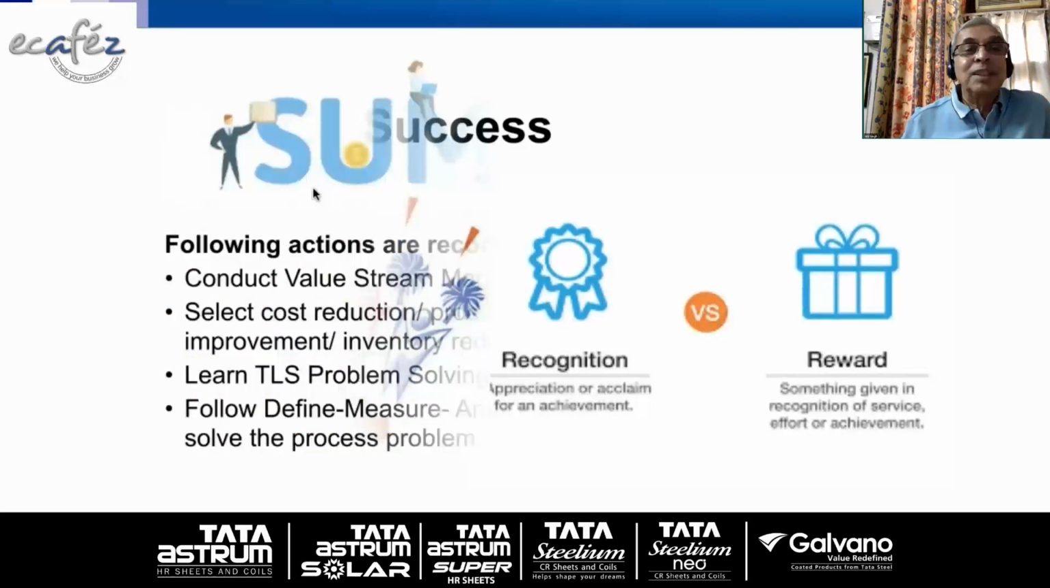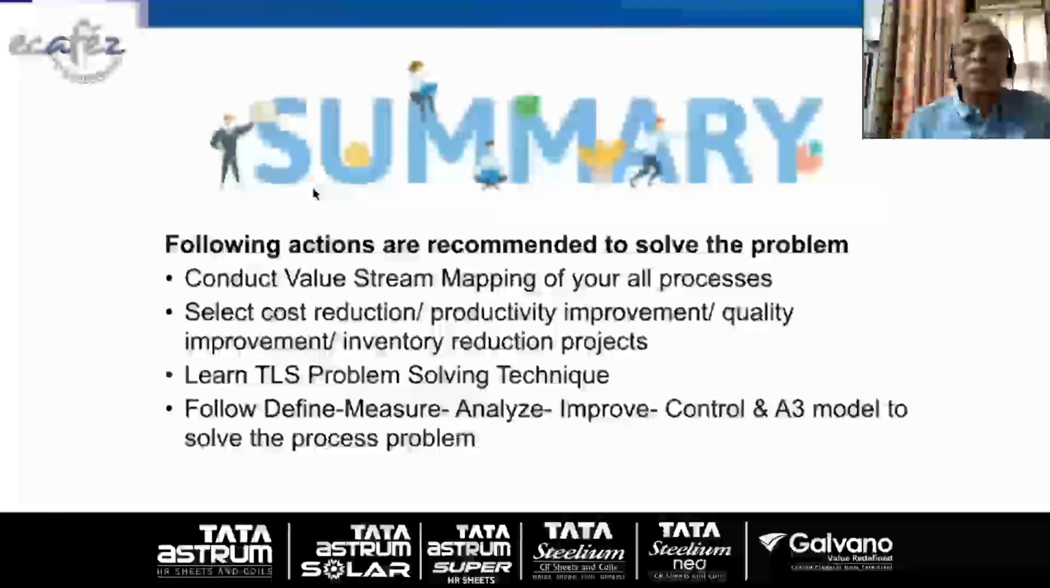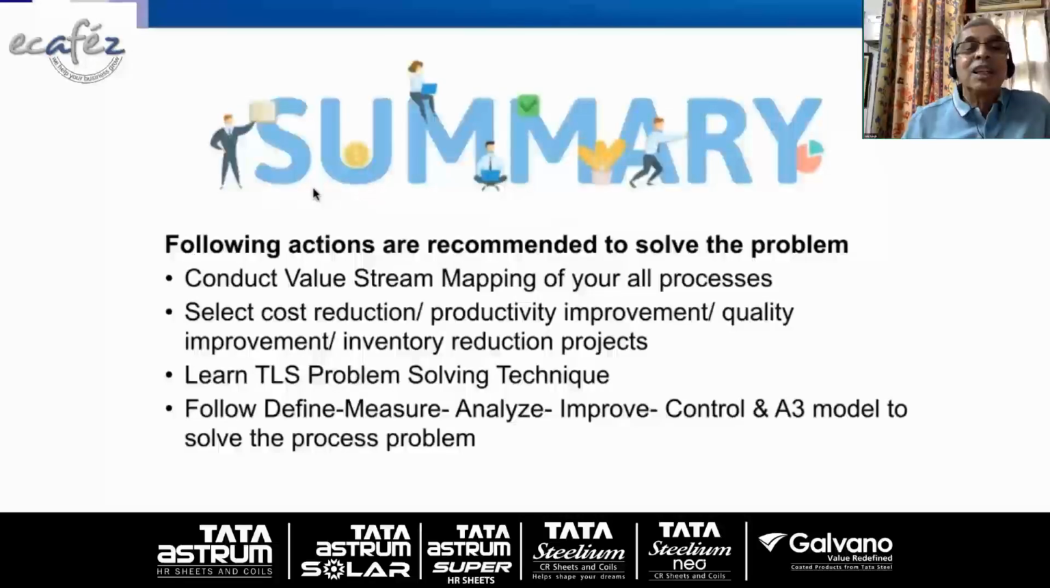Now, just summarizing, the following actions are recommended to solve the problem. Conduct value stream mapping of all your processes. Select cost reduction projects to improve productivity, quality, and reduce inventory. Then learn the TLS problem solving technique. Then follow define, measure, analyze, improve, control, and the A3 model to solve the process problem, as I explained to you.